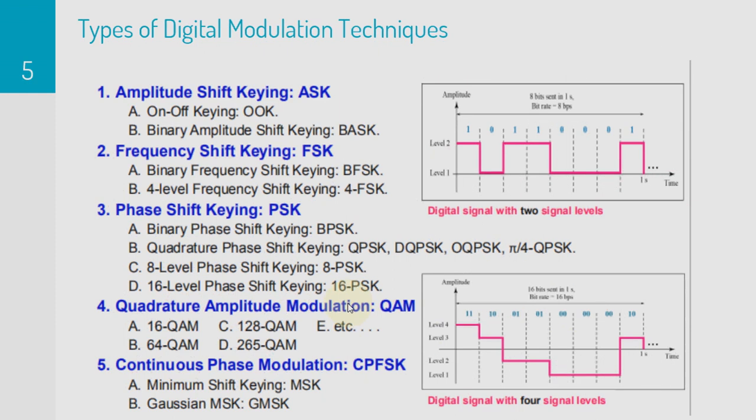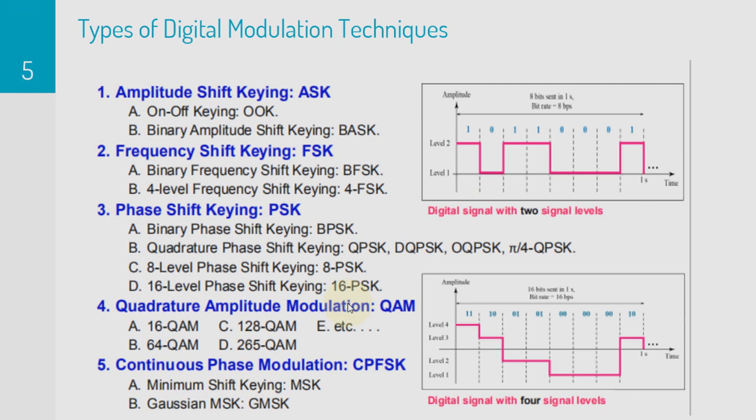Types of digital modulation systems. The first one is amplitude shift keying, ASK, which is also called on-off keying, or binary amplitude shift keying, BASK. The second one is frequency shift keying, which is also called binary frequency shift keying. It can be extended to 4-level frequency shift keying. The next one is phase shift keying.